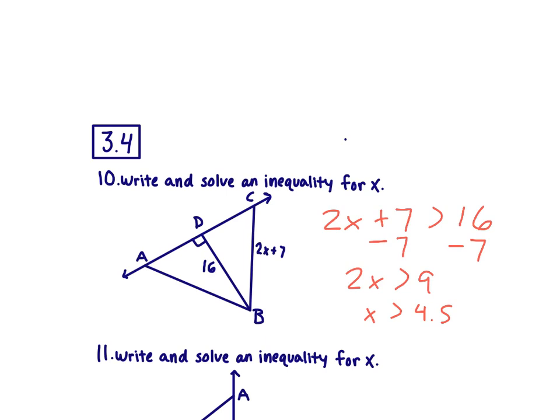Sarah. So the side that's perpendicular is going to be less than. So if you just start out with the side that's perpendicular, you would get 16 is less than the other side, which is 2x plus 7.